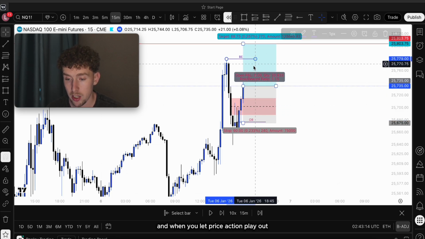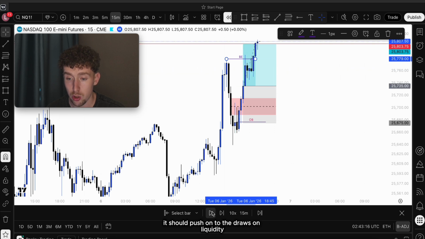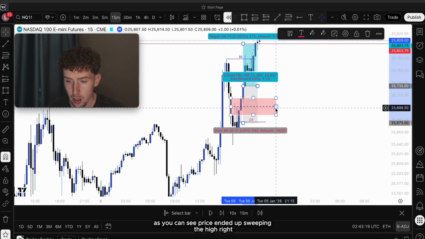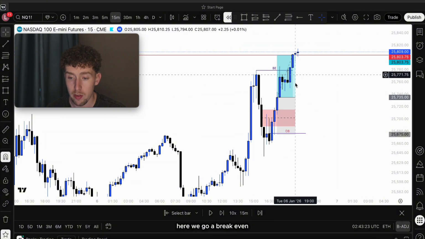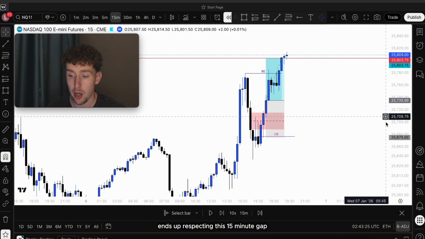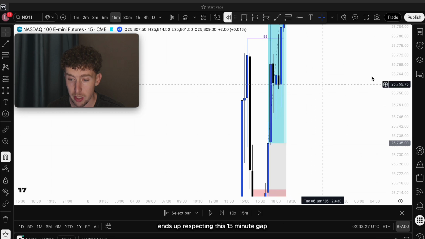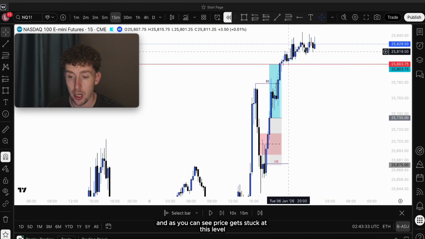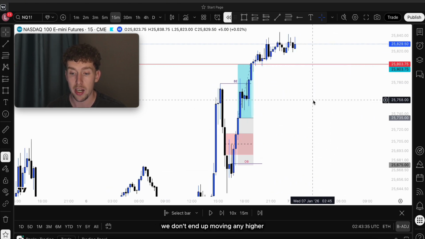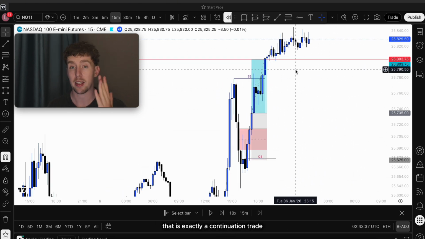And when you let price action play out, it should push on to the draws on liquidity. As you can see, price ended up sweeping the high right here. We go break even. It comes back, doesn't take us out, ends up respecting this 15-minute gap, pushing back to the upside and taking TP on this position. And as you can see, price gets stuck at this level. We don't end up moving any higher. That is exactly a continuation trade.